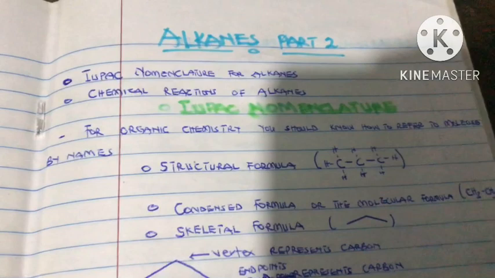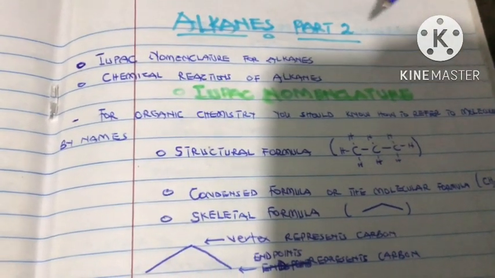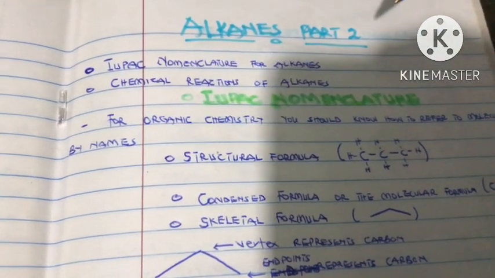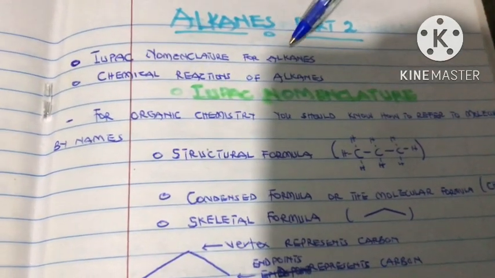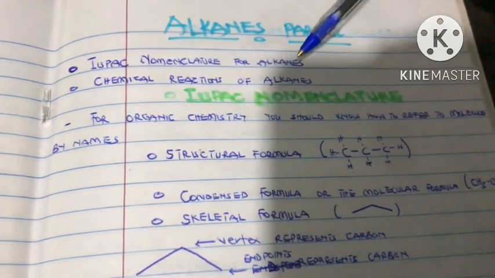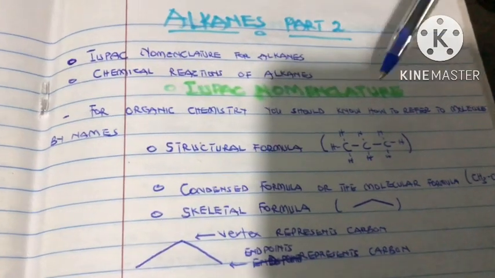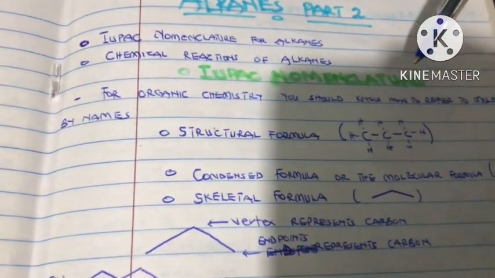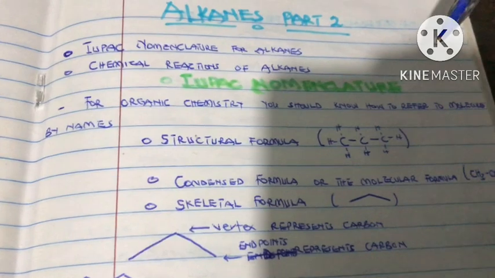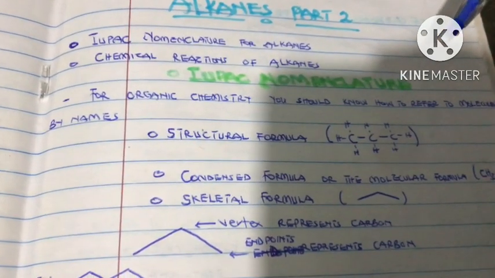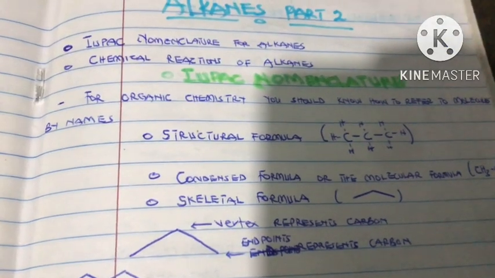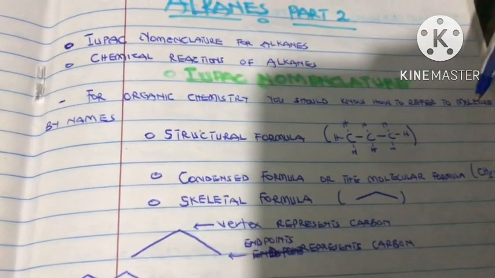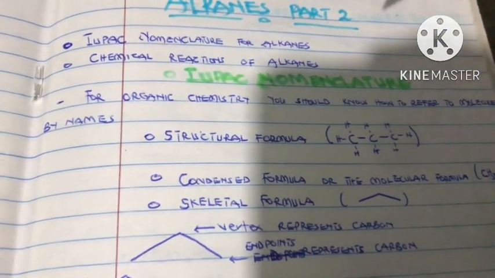So guys, today we are going to learn about alkanes, and in our previous video we've talked a lot about alkanes. Now we are going to look at the IUPAC nomenclature for alkanes and also the chemical reactions of alkanes. So let's start with the IUPAC nomenclature. For organic chemistry, you should know how to refer to molecules by names, and these should be accepted universally by all scientists in every part of the world.